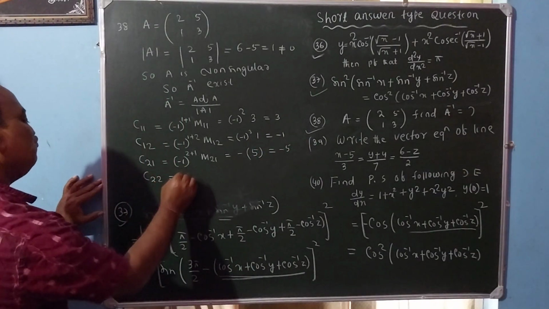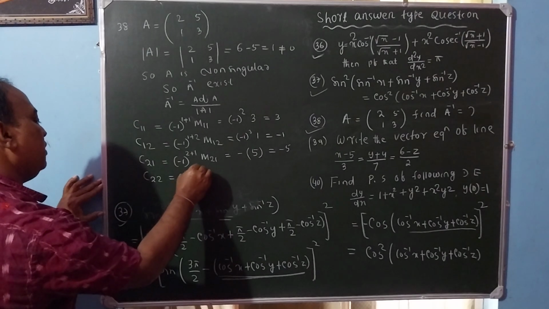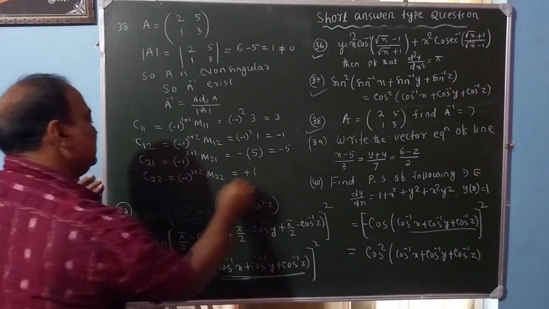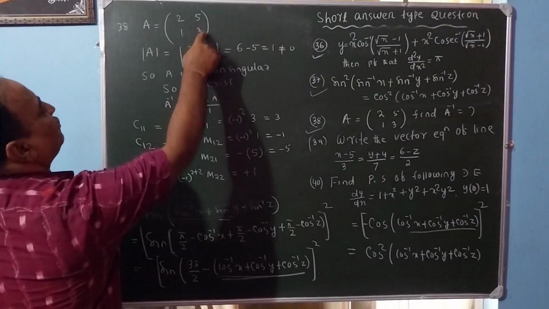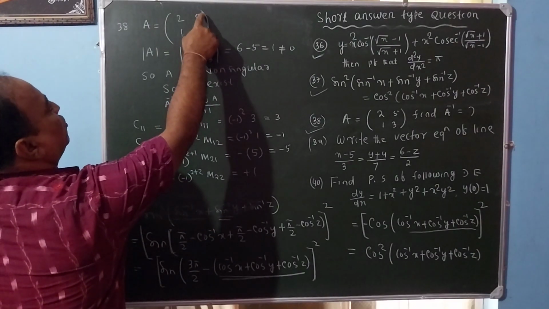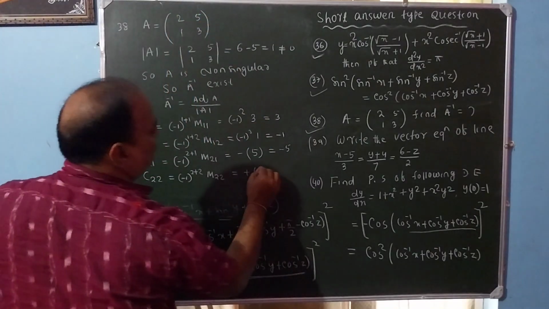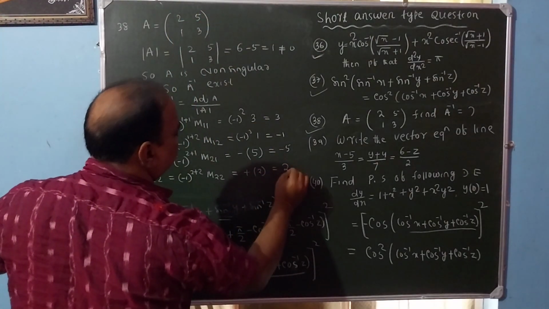C22. Minus 1 to the power 2 plus 2. M22. Here it is plus. M22 means minor of 3, corresponding row deleted, corresponding column deleted. It is 2. So here it is 2.